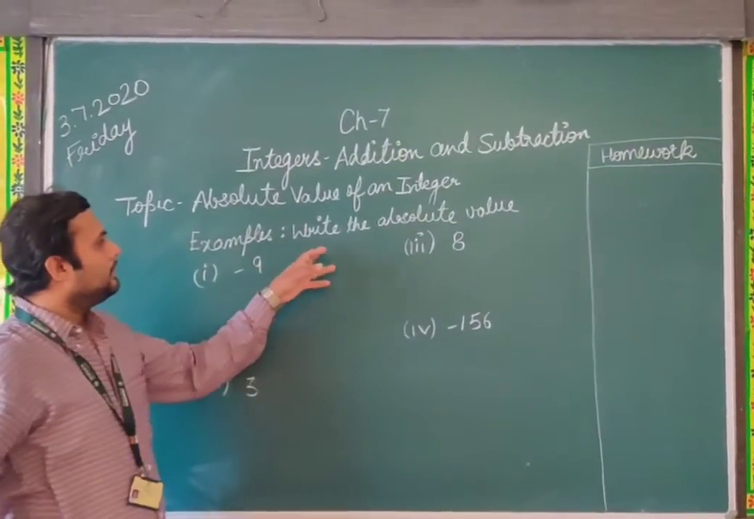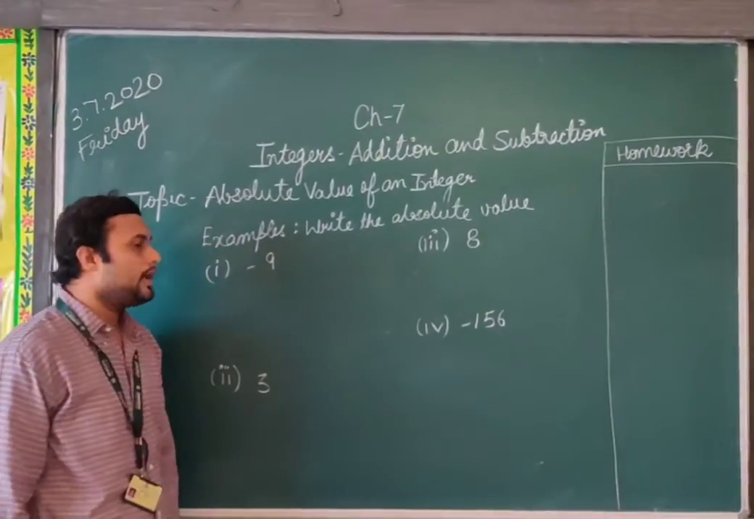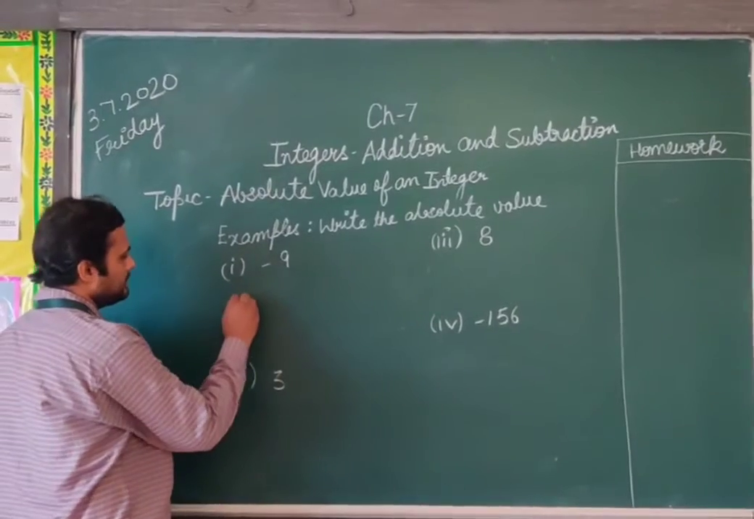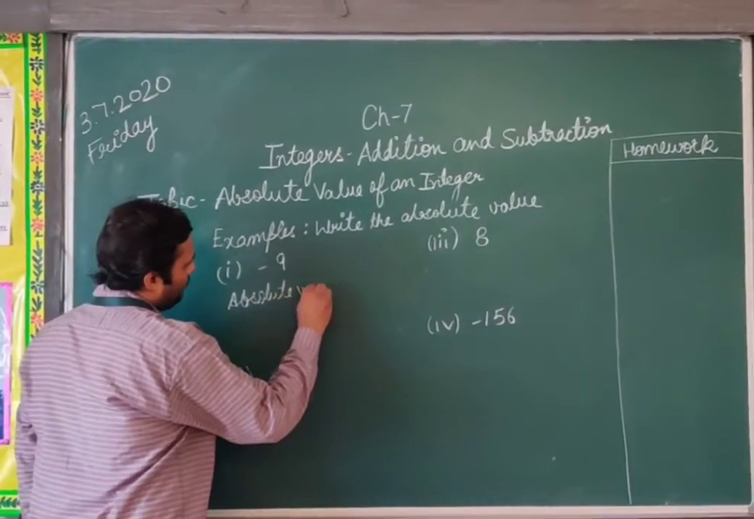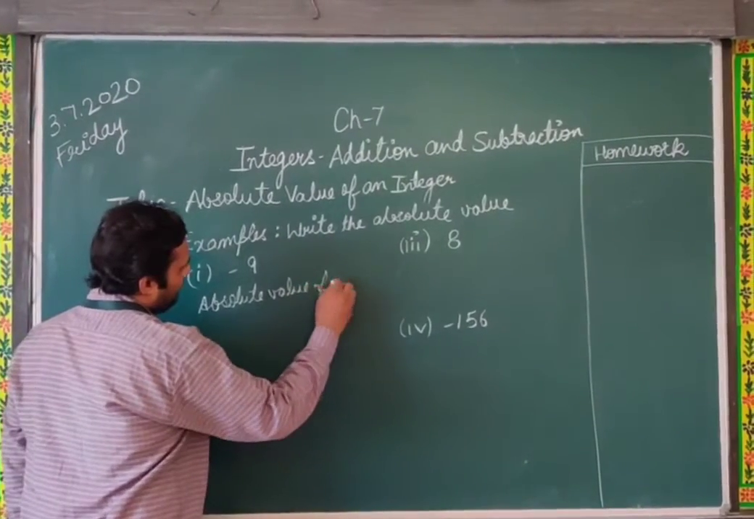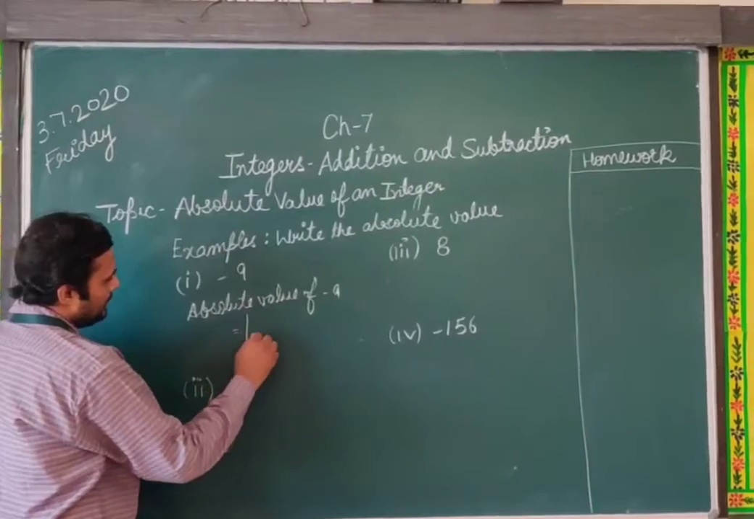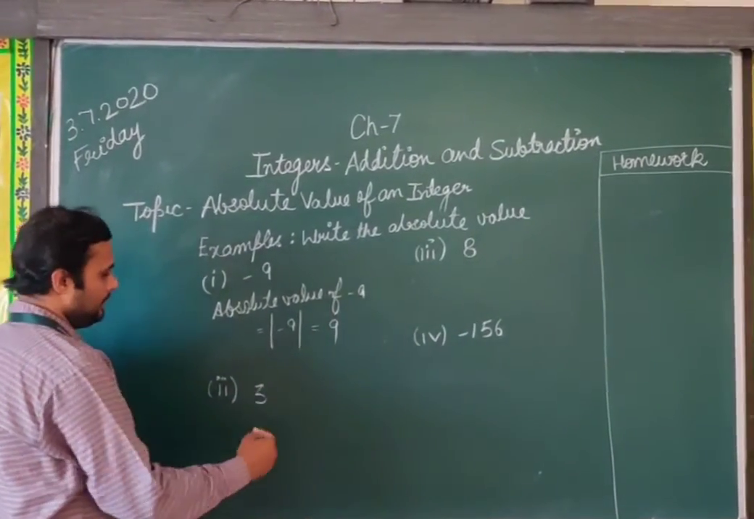Now write down absolute value. We are taking some more examples of absolute value. -9. So what is the answer of this? Absolute value of -9. What are we going to do? We are going to put it between these two lines and the answer will be 9.